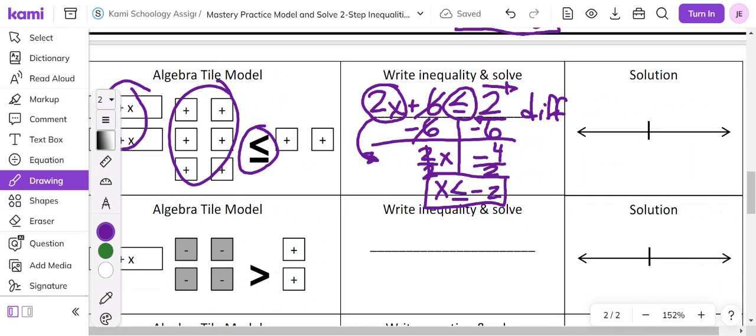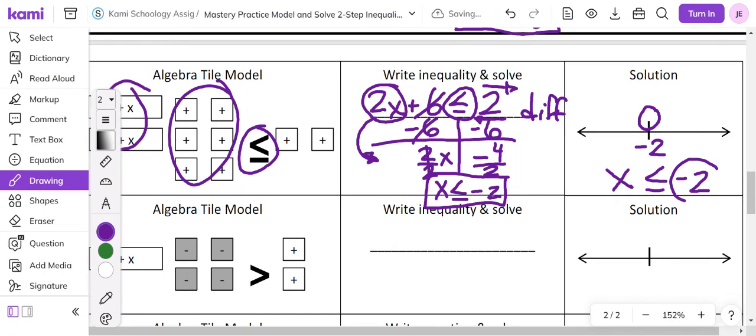When we come over and graph our solution, x is less than or equal to negative 2. So we're going to put a circle here at negative 2 where the solutions start, and then x is any number that is less than. So we're going to put an arrow in the less than direction, or equal to. And equal to is going to be shaded.